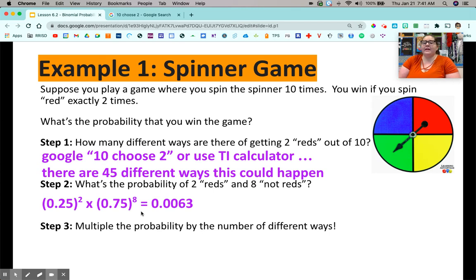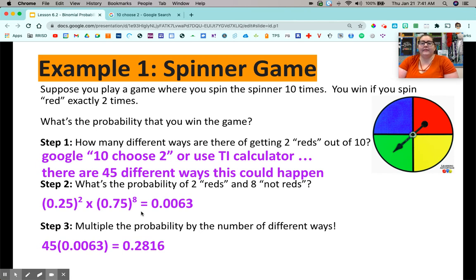So then where I'm going to get that probability is I'm going to take the number of different ways that there were of that happening, which was 45, and I'm going to multiply it by that probability that I got in part 2, which gives me 0.2816. So there is a way to do it.